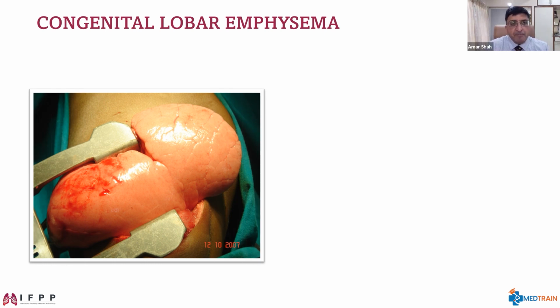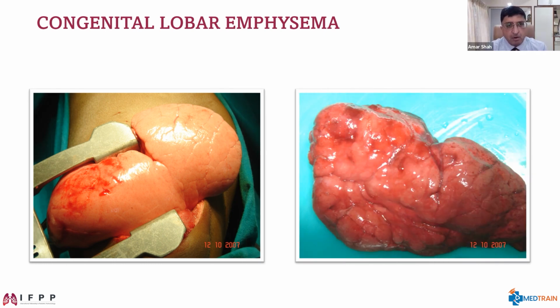No sooner do we open the chest for operating on children with lobar emphysema, than the emphysematous lobe juts out of the incision because it is just searching for a place where it can expand. Lobectomy is curative for this pathology, and the long and the short-term prognosis are excellent.